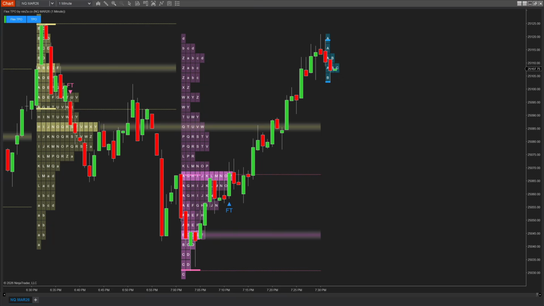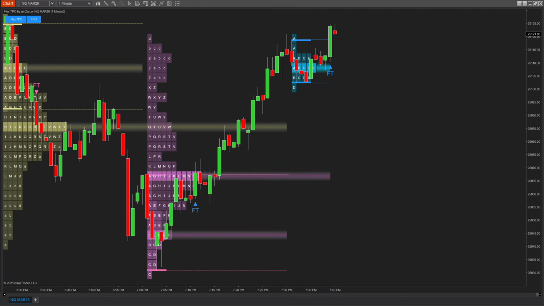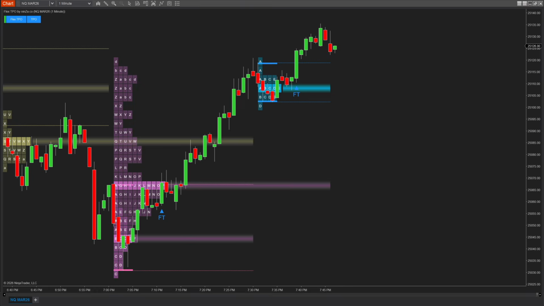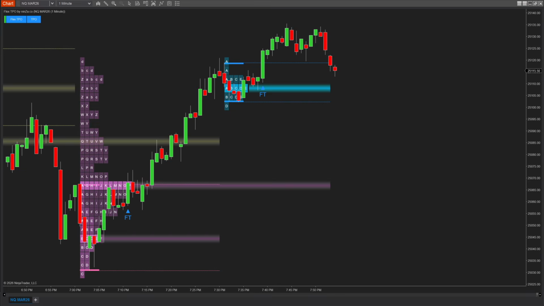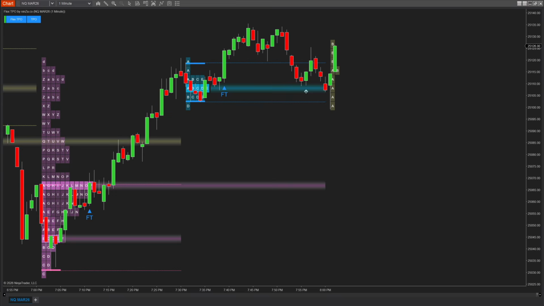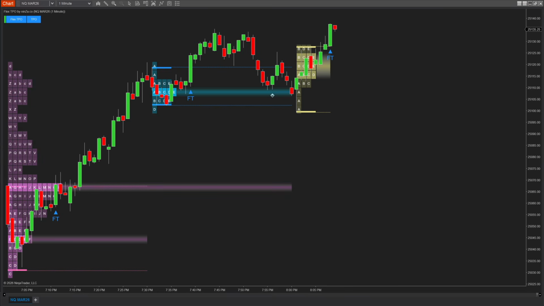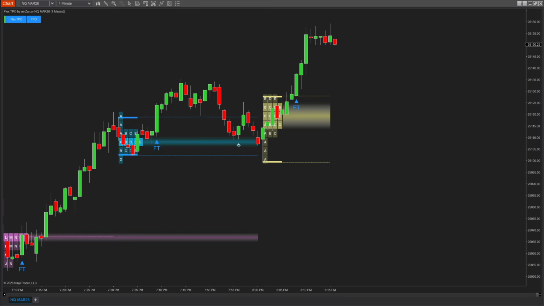When these three components work together, Flex TPO does not attempt to predict where the market will go. Instead, it helps you understand when the market is ready to move, where the breakout is occurring from, and which price level matters most if the market pulls back.